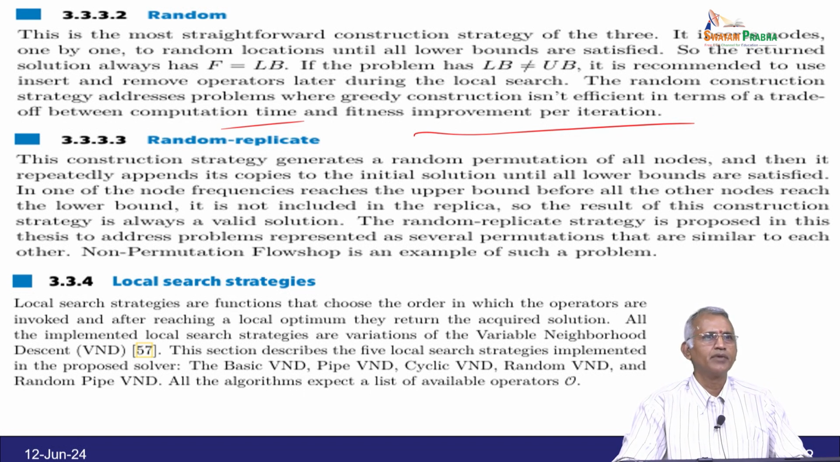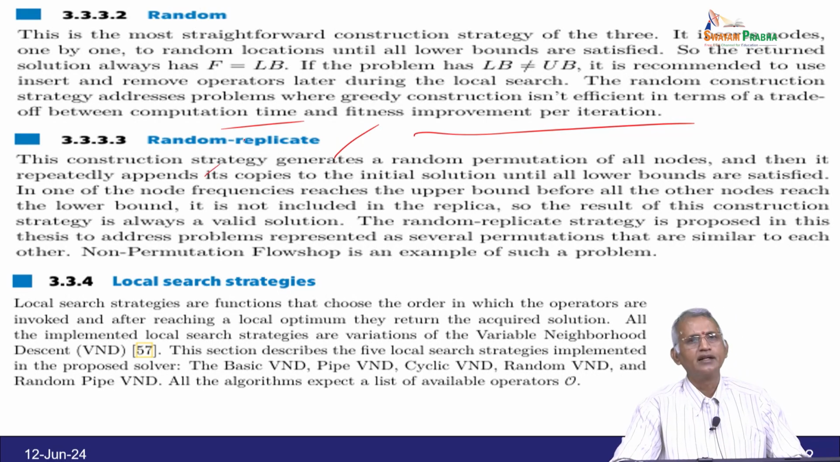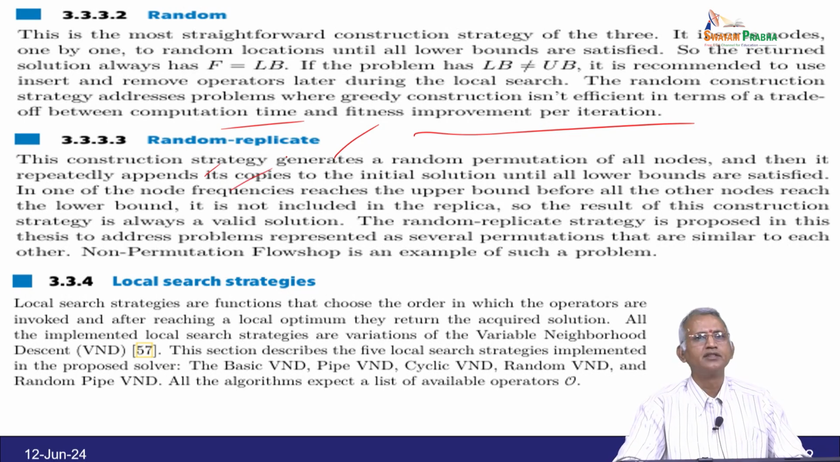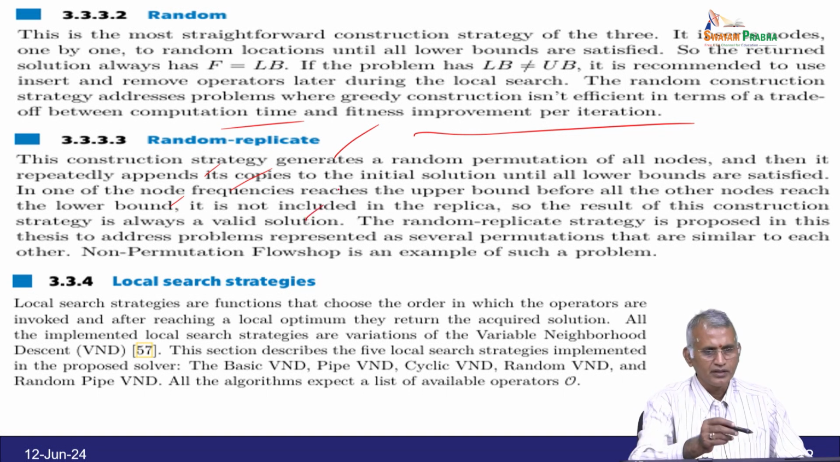Next, random replicate. This construction strategy generates a random permutation of all nodes, and then it repeatedly appends its copies to the initial solution until all lower bounds are satisfied. If one of the node frequencies reaches the upper bound before all other nodes reach the lower bound, it is not included in the replica. So, the result of this construction strategy is always a valid solution.